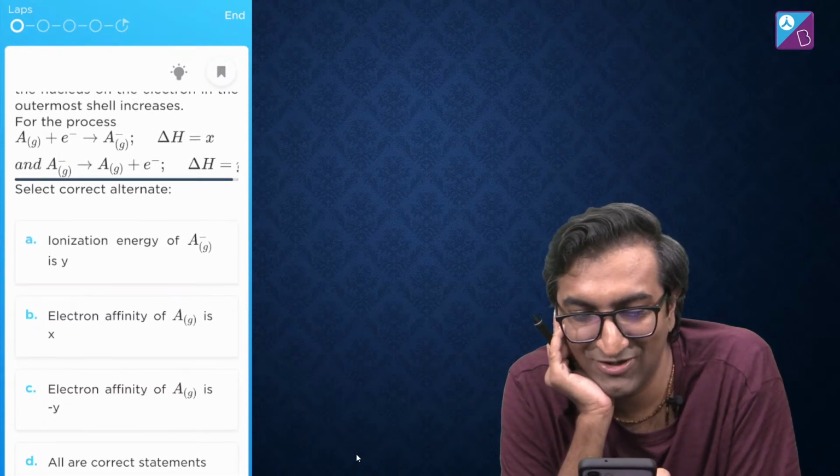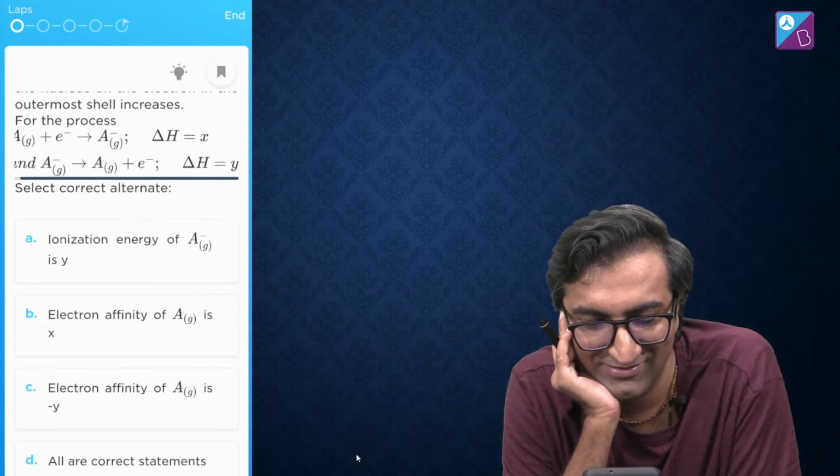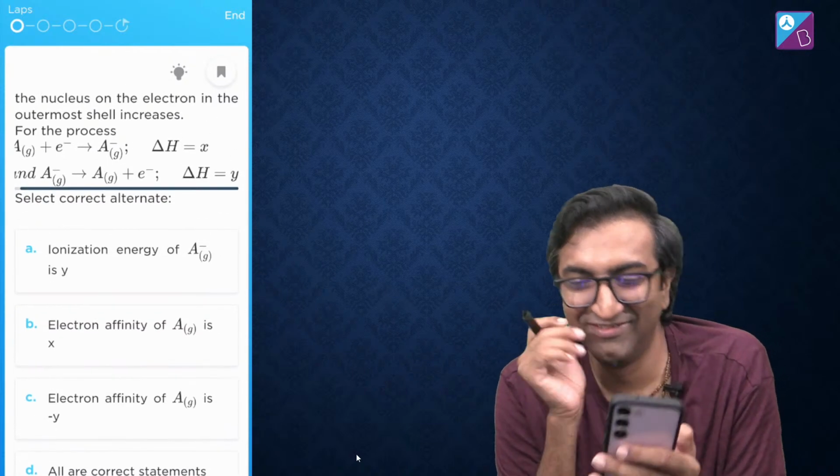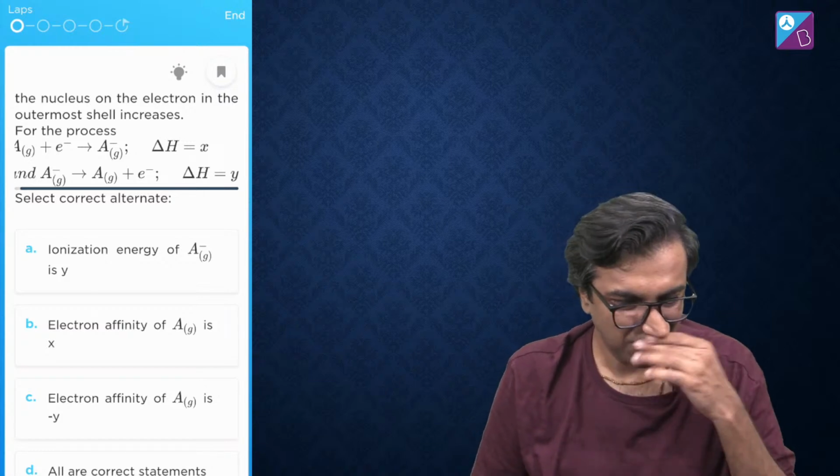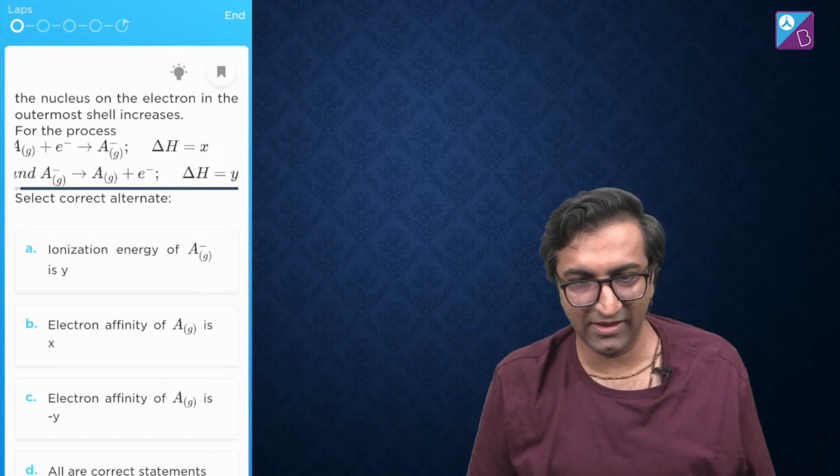Nice, I like this question. Can you tell us what is the answer? I like this question. Do you guys like this question? Clear हो गया? Good. Brain says A. Okay.